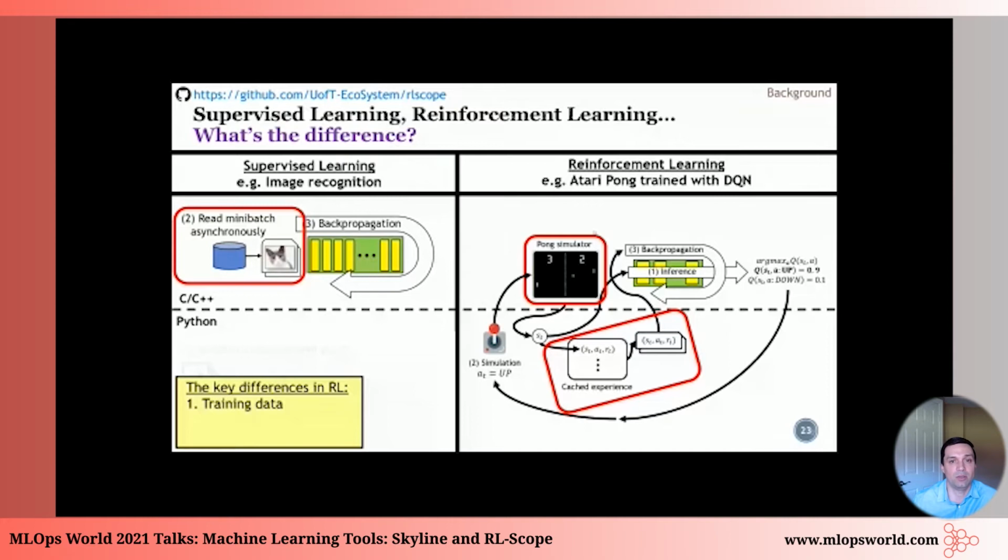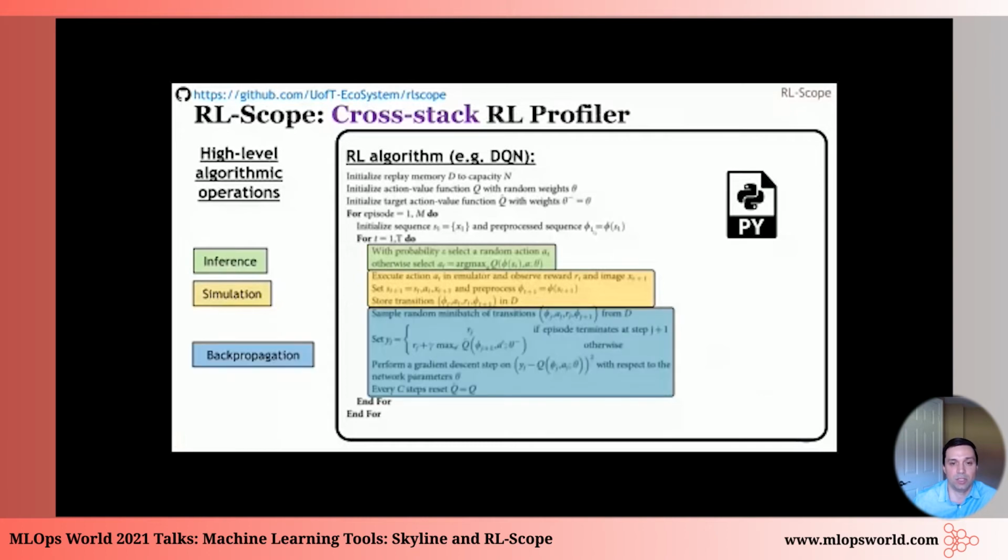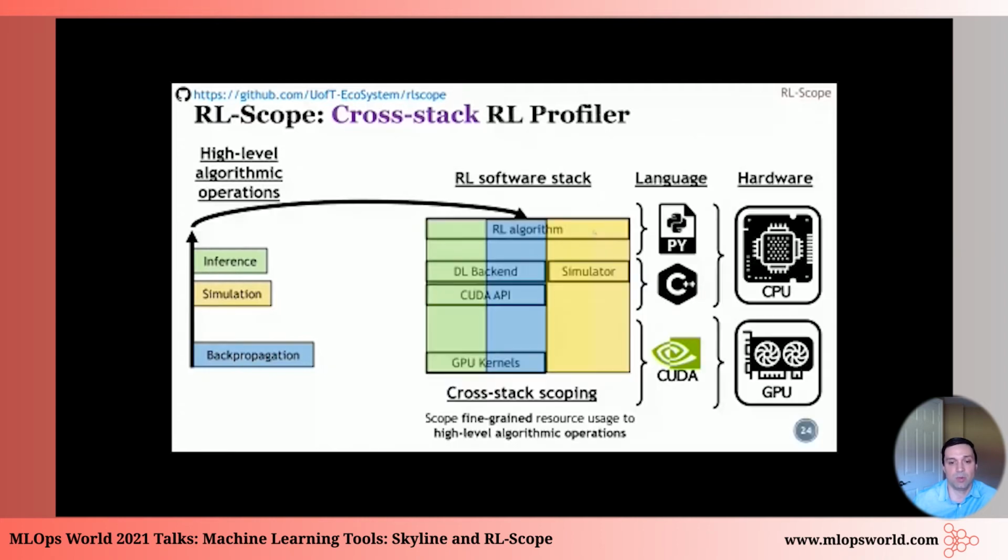So what does an RL algorithm look like? Don't look at the code itself. What you need to understand is that there are three major pieces in every RL algorithm. There is inference, where you see how well you perform. There is simulation, where you do measurements on the model. And there is backpropagation, which updates the model based on the results from inference and simulation. And all of that splits across different layers. So this is why cross-stack scoping is so important, so you can understand where resources are going, and that's why it's so difficult to do.